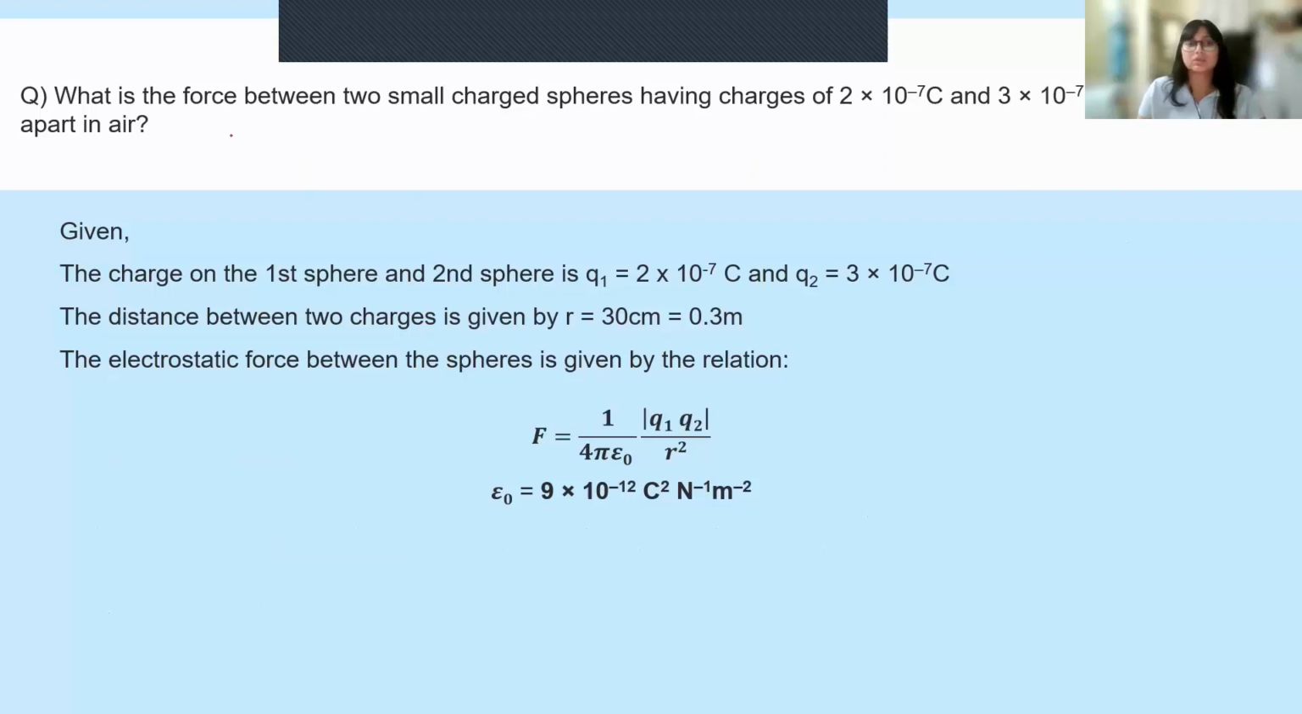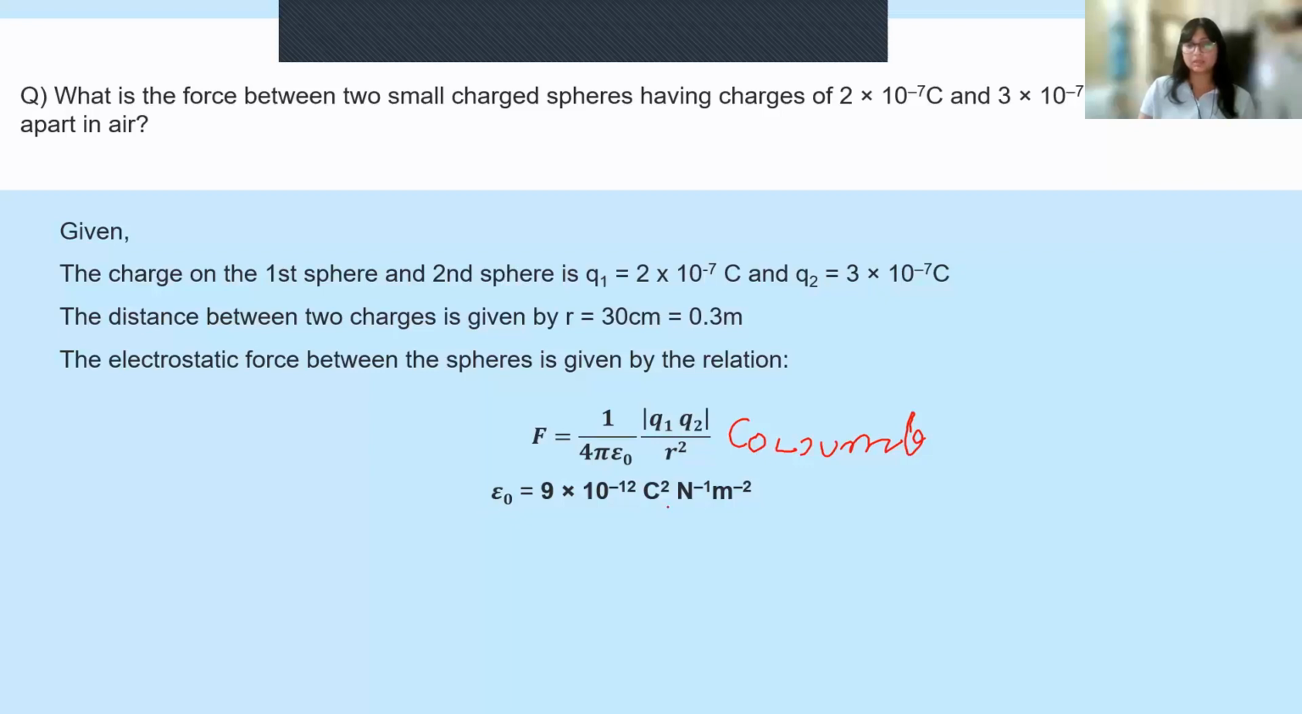Based on Coulomb's law, we can solve this example. What is the force between two small charged spheres having charges 2 into 10 raised to minus 7 coulomb and 3 into 10 raised to minus 7 coulomb, placed 30 centimeters apart in air? In air means in vacuum. So Q1 is 2 into 10 raised to minus 7 coulomb, Q2 is 3 into 10 raised to minus 7 coulomb. The distance of 30 centimeters is given, so we convert this into meters. This is your Coulomb's law, and we are going to find the force between the two charges using it.